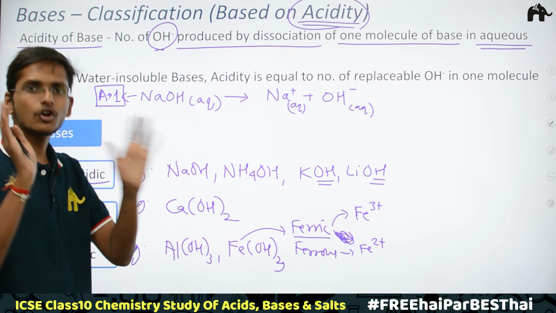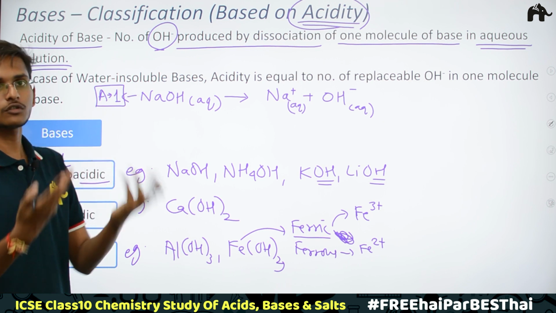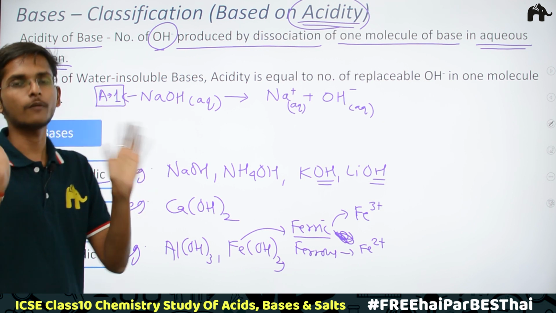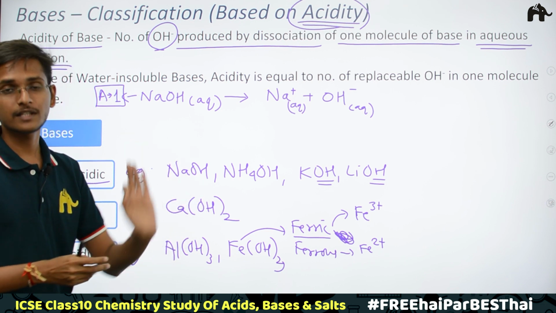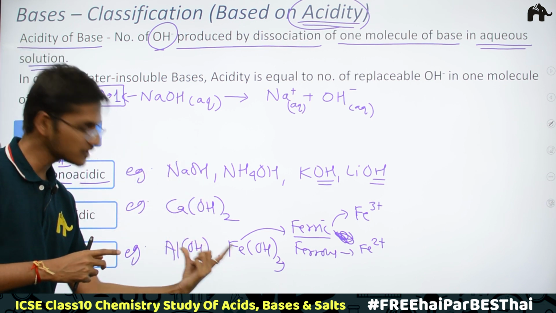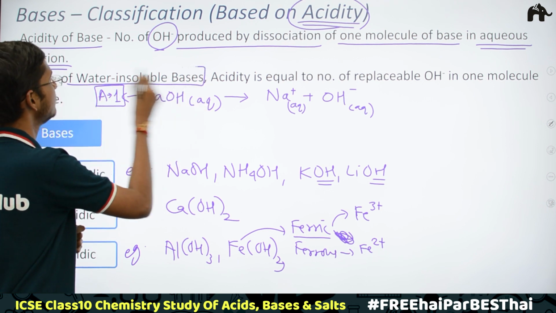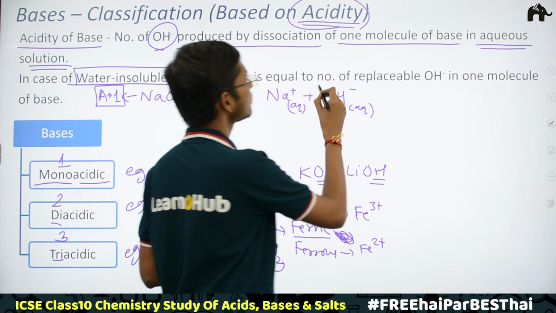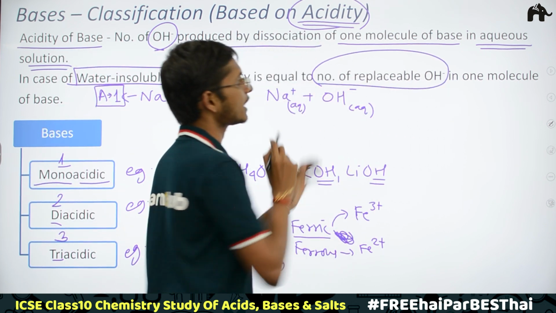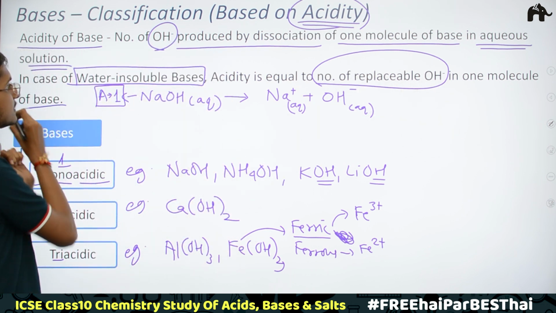Now this Al(OH)3 and Fe(OH)3, you would say, sir, they don't get dissociated, or they don't even dissolve, right? First of all, they don't even dissolve in water, so their aqueous solution is not formed. So then how are you telling that they are triacidic, that they have acidity 3? So for such bases, which are water insoluble, acidity is equal to the number of replaceable OH minus ions in one molecule of the base.